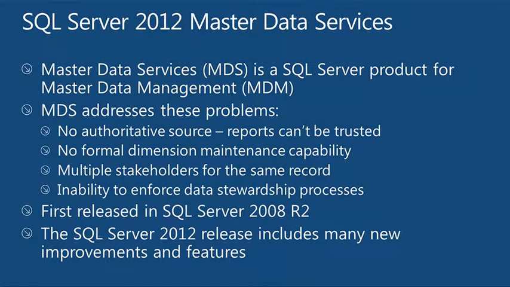There could be multiple stakeholders for the same record. We have different stakeholders for different systems, yet those systems work with similar or same entities. There could be some conflict to manage. There is also the inability to enforce data stewardship processes around how data actually surfaces to the data warehouse.